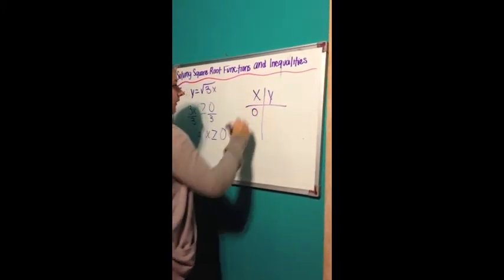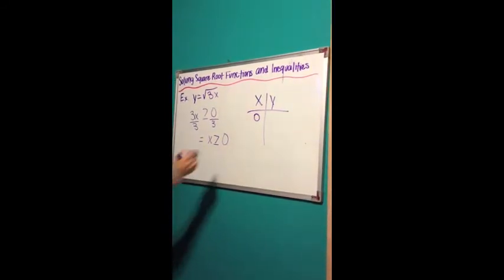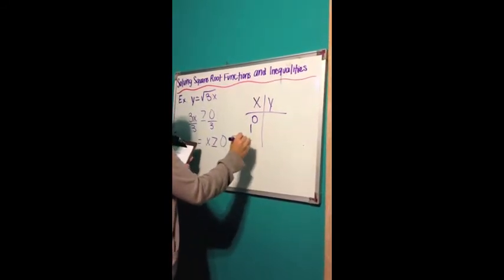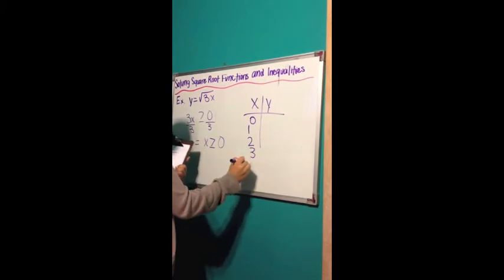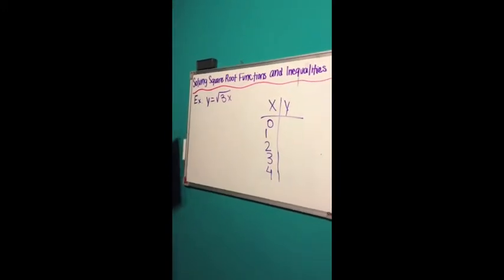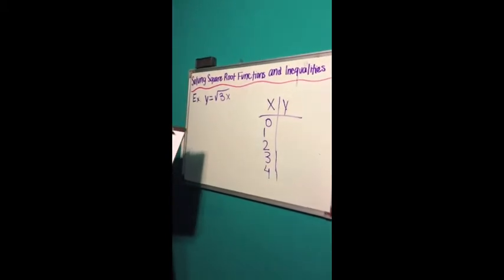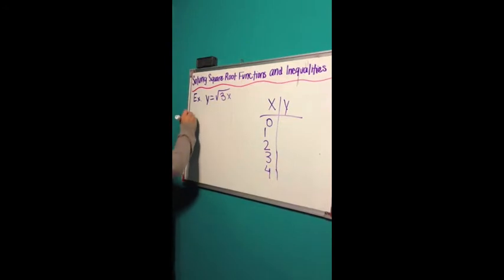Now we create an XY data table. You will use 0 as your first point. Make sure that you have 5 points: 1, 2, 3, and 4. Once you have picked your points for x, substitute it into the original problem, y equals square root of 3x, to find y.